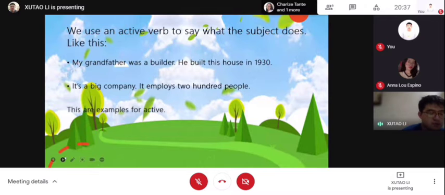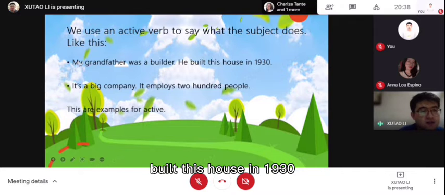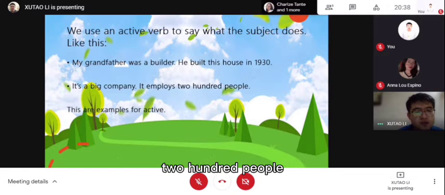Yes, and all the examples, sir. Yes. My grandfather was a builder. He built his house in 1930. It's a big company. It employs 200 people.